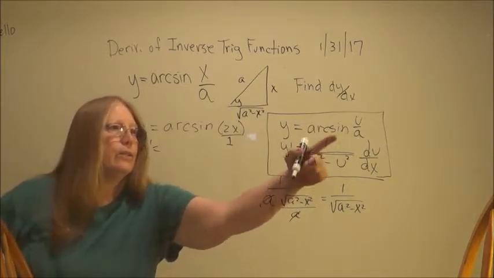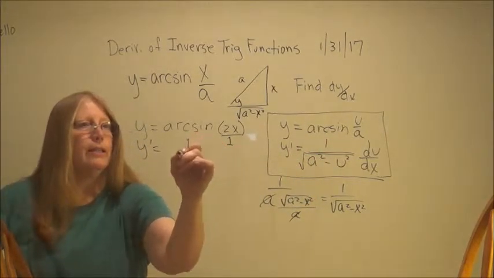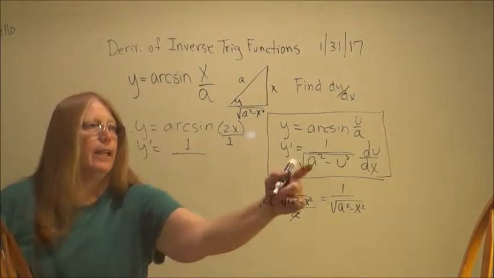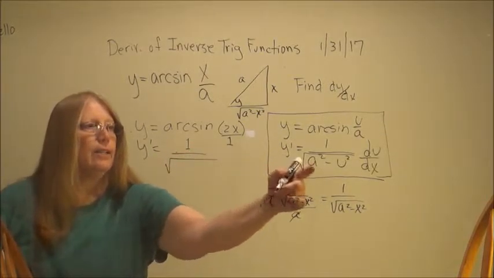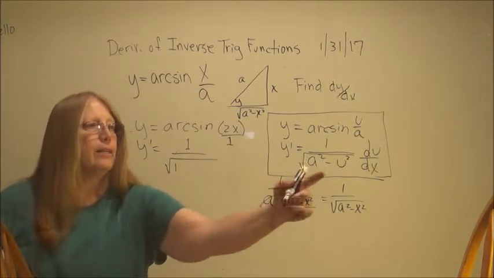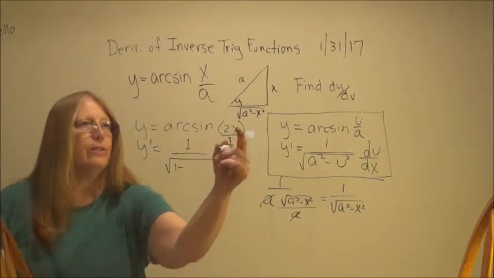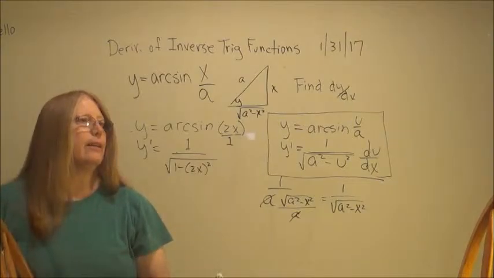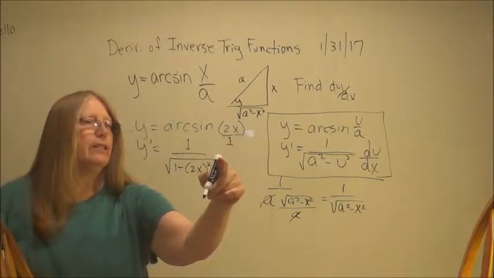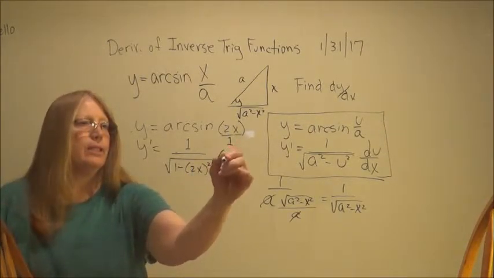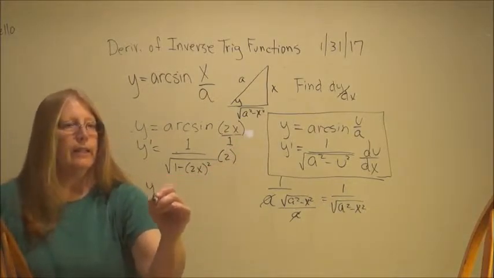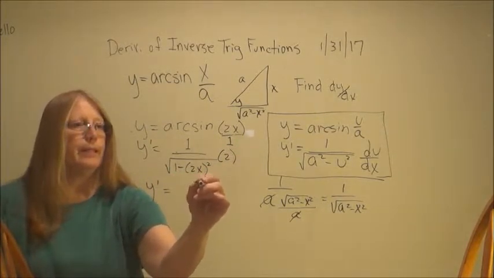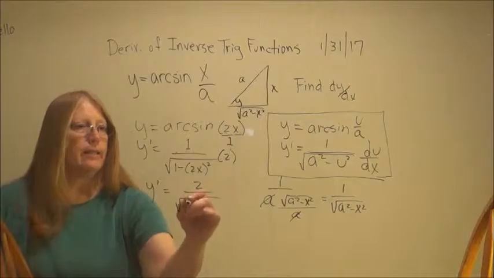So when we get to the answer here, it's 1 over the square root. A squared is 1 squared minus u squared. U is this expression in x. I have to square it. And then followed by the derivative of that expression, which is just 2. All right, clean it up a little bit, we get this.